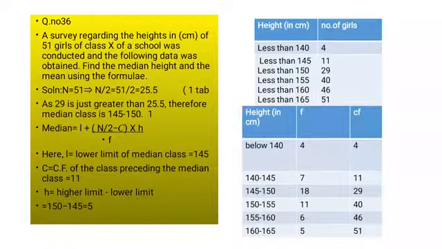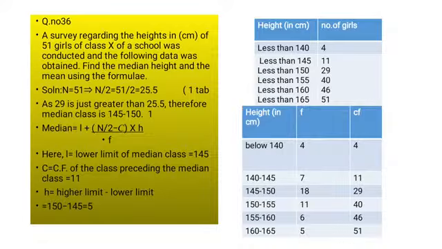Question number 36. Based on statistics, a survey recording the heights in centimeter of 51 girls of class 10 of a school was conducted and the following data was obtained. Find the median height and the mean using the formulae.